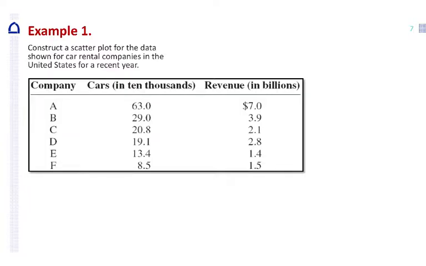So as an example, here's some data that was collected. It is from a car rental company, and it's collecting, well, how many cars did they rent, and what was the revenue? How much money did they collect from doing that business in a year? So we have these different companies just labeled A, B, C, D, E, F, so 6 different companies, and here is their data.